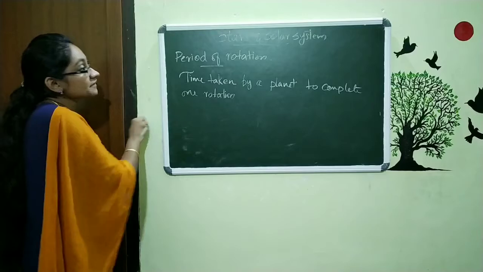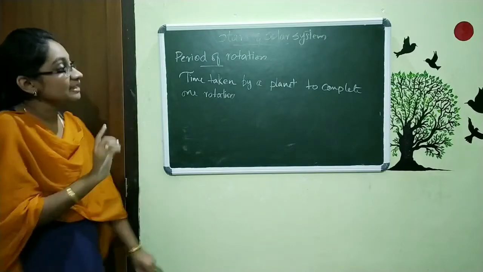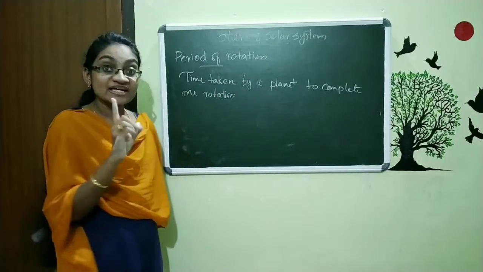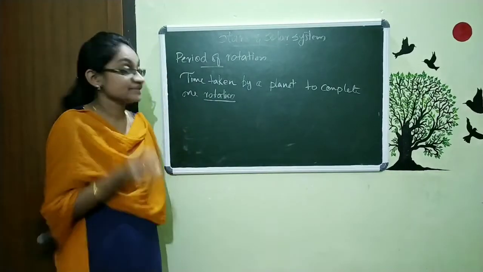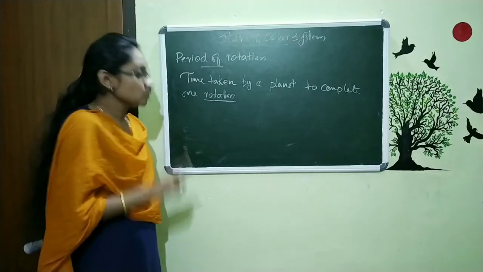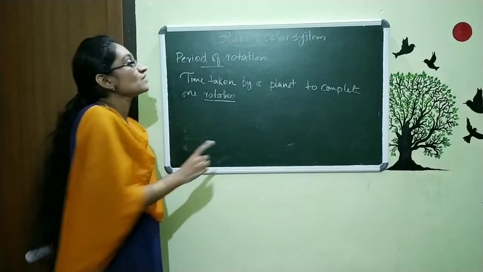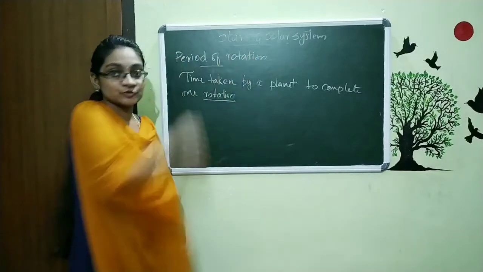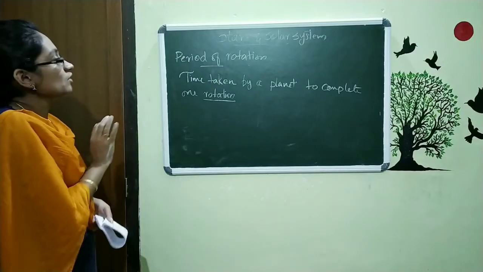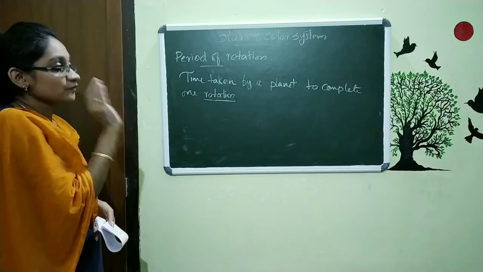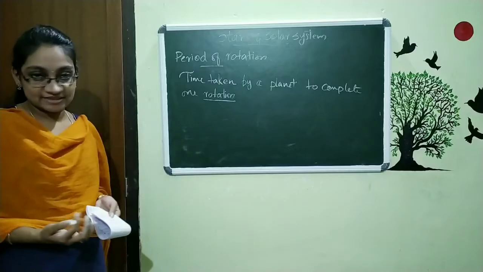What we said about the period of revolution is the time taken by the planet to complete one revolution. Here the only difference is about the rotation. The time taken by a planet to complete one rotation is the period of rotation. So this is all about the period of revolution, period of rotation and about the planets.